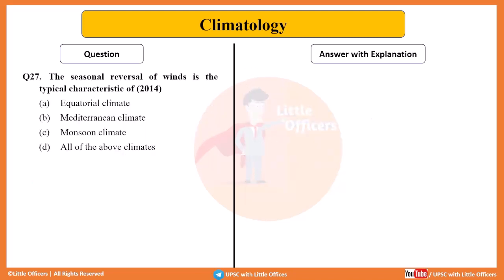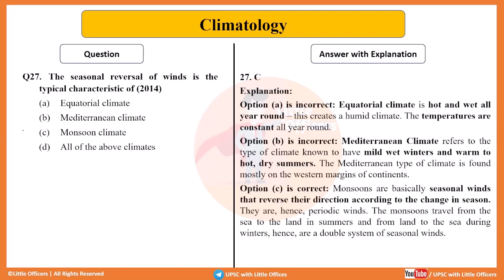Next, seasonal reversal of the winds is the typical character of what? Monsoon climate. This is the reason why we call it monsoon: the seasonal reversal of the winds is nothing but monsoons. That's the reason why it is monsoon climate. It's a very simple one. It is not an equatorial climate.